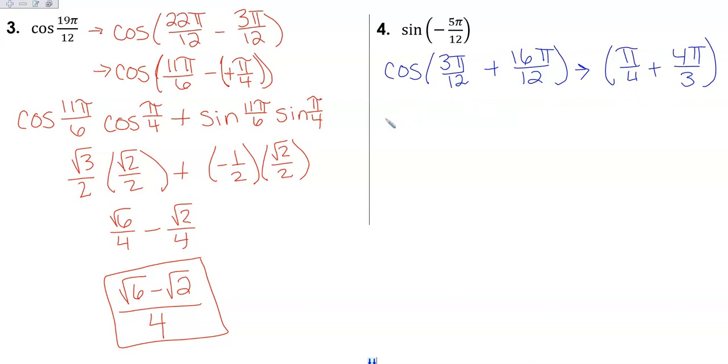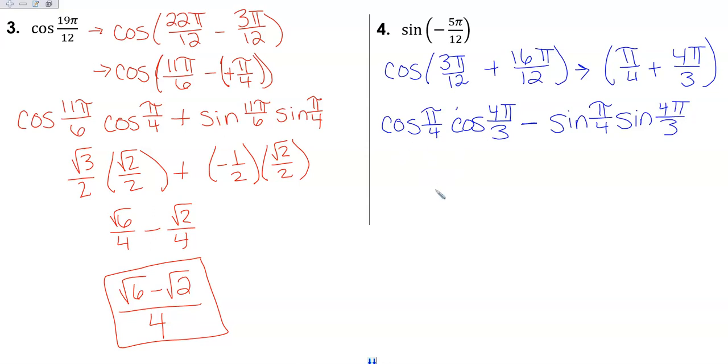We're doing the sum of cosines, so the cosine of each angle: the cosine of pi over 4 times the cosine of 4 pi over 3. And if I'm doing the sum, my identity is subtracting, and then I subtract the sine of both angles, pi over 4 and 4 pi over 3.